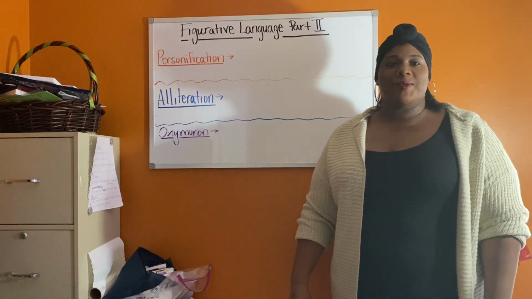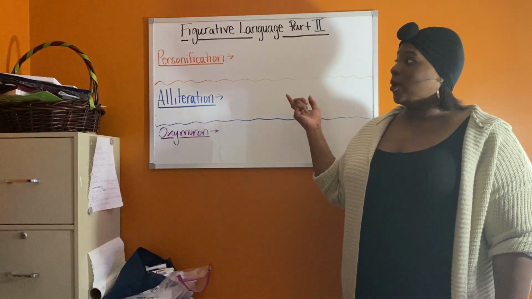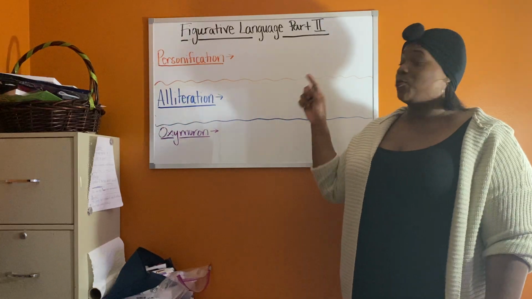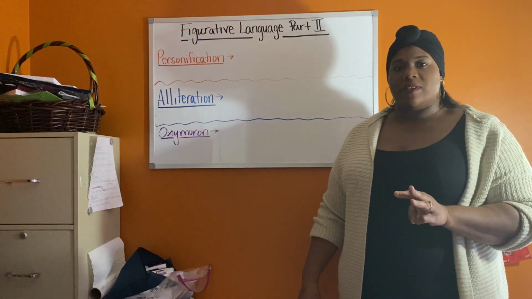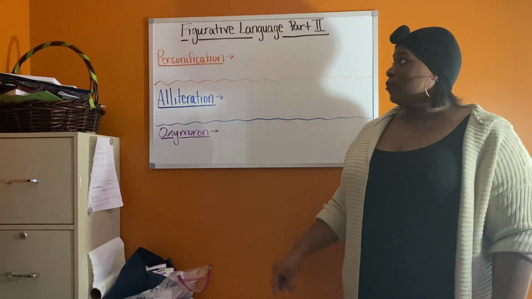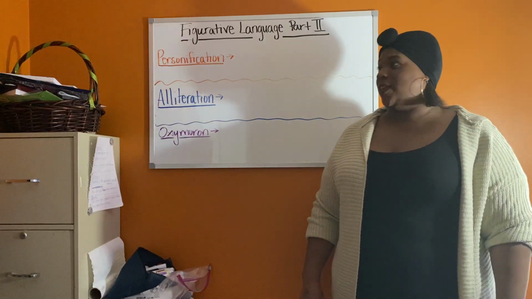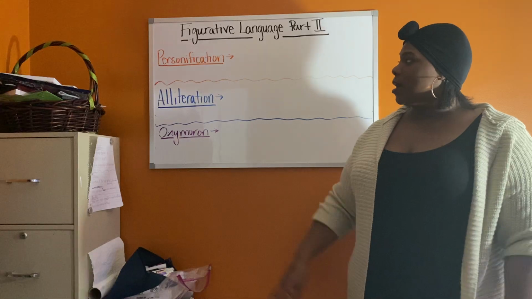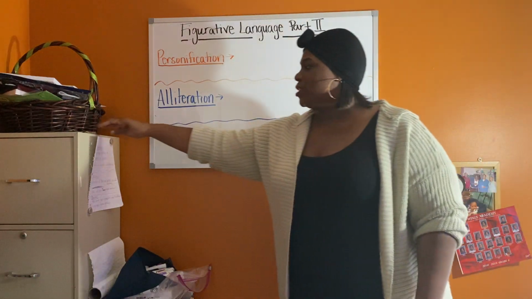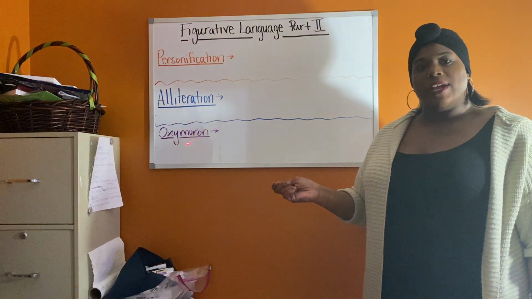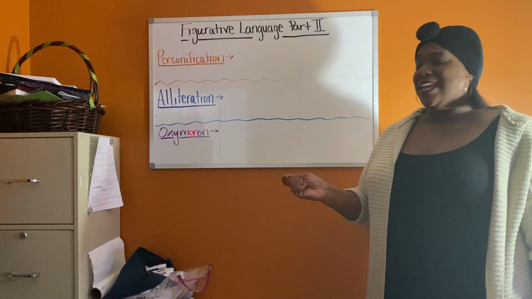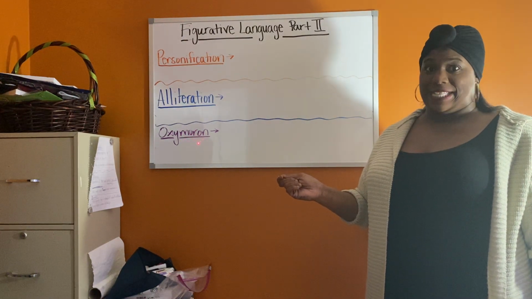Good afternoon. All right, as you see here from the board, we are going to begin our figurative language part 2 lesson. Last week we talked about 3 different types of figurative language. Now we are going to add on to these. This week, we are going to be talking about personification, alliteration, and oxymorons. The first thing we are going to do is define each one, and then I'm going to give you an example.